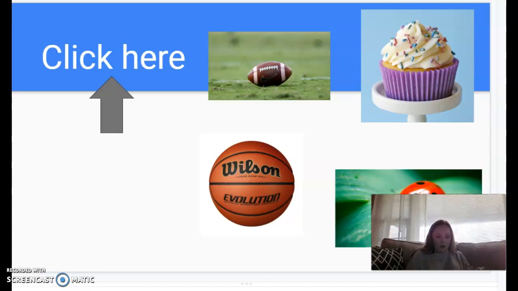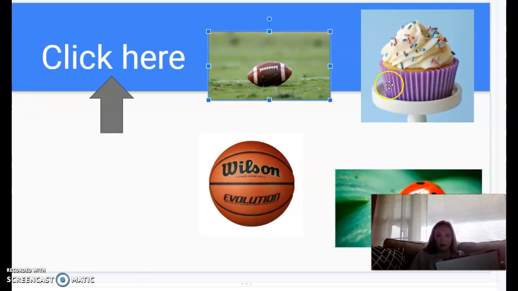Today you will learn about compound words, and compound words are big words that are made up of two smaller words. Or we can say that we take two smaller words and put them together to make a bigger word. So today for your assignment, you guys have some pictures on the screen.